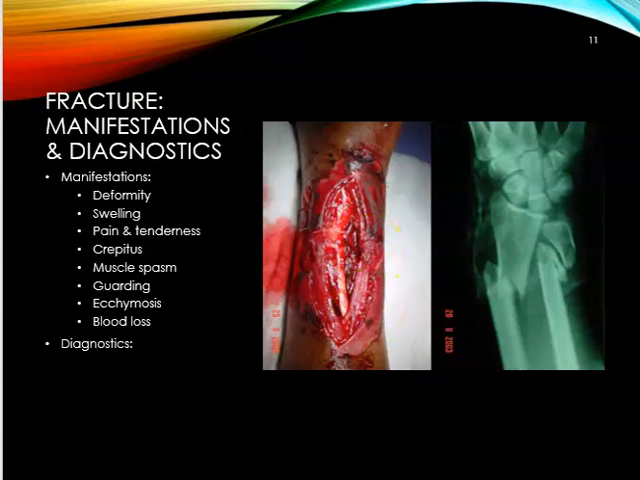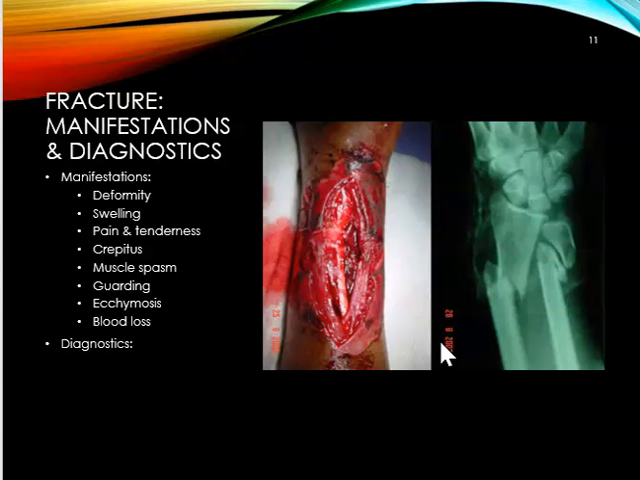Crepitus, that's going to be the grating of separated bone or even air entry under the skin, as in this case we're probably going to have some crepitus. Muscle spasms due to muscle contraction near the fracture, and then guarding. So think about what that is. These patients, they're not going to want you to touch that arm. They're going to be protecting it and holding it close. So that's going to be an involuntary action to protect that area.